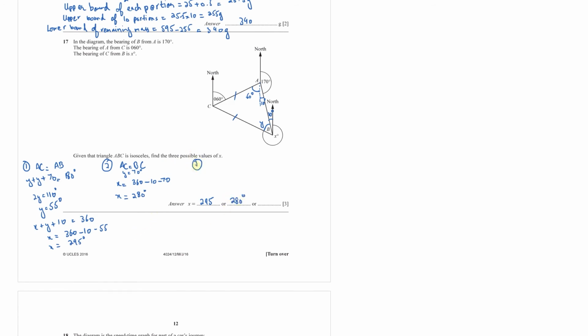The third case is the remaining one, when AB and BC are equal. So AB equals BC.